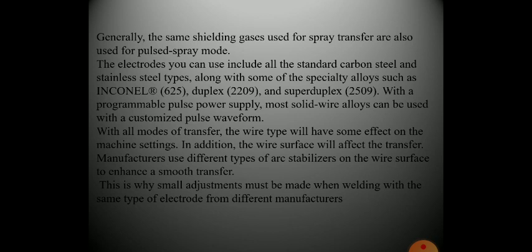With a programmable pulse power supply, most suitable wire alloys can be used with a customized pulse waveform for all modes of transfer. The wire type will have some effect on the machine settings, and in addition the wire surface will affect the transfer. Manufacturers use different types of arc stabilizer on the wire surface to enhance smooth transfer, which is why small adjustments must be made when welding with the same type of electrode from different manufacturers.